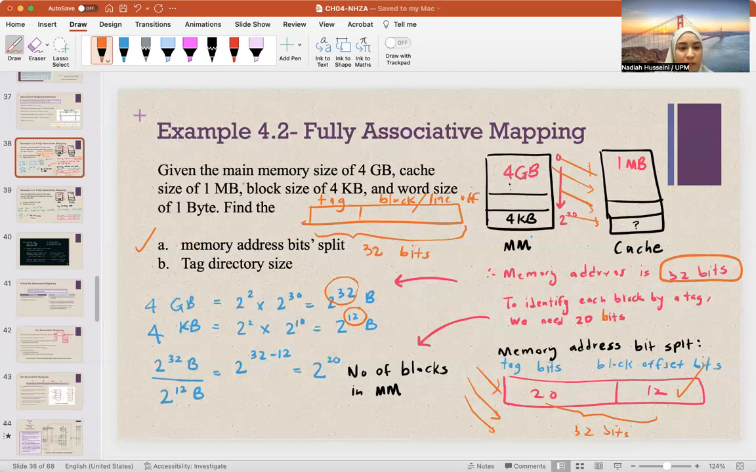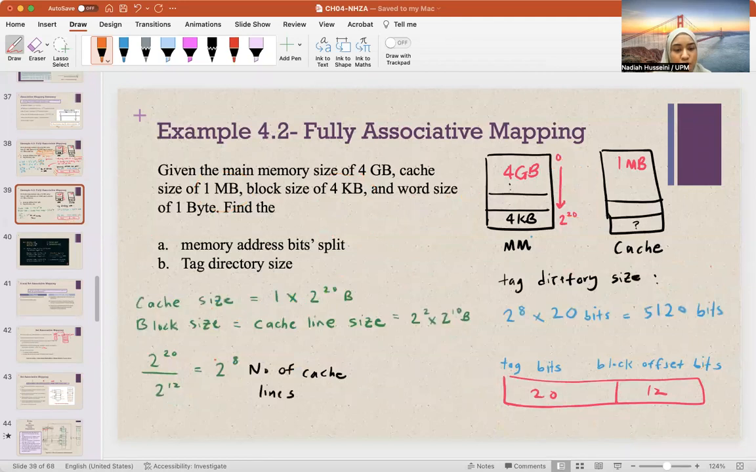So if I have a cache size of 1 megabyte and I know that one cache line is 2 to the 12, or 4 kilobytes, I can find out my total number of cache lines, which is 2 to the 8. 2 to the 20, which is my cache size, divided by the block size or the cache line size, which is 2 to the 12. I would get 2 to the 8 because 20 minus 12. Therefore, my tag directory size is going to be 2 to the 8, which is the total number of cache lines.